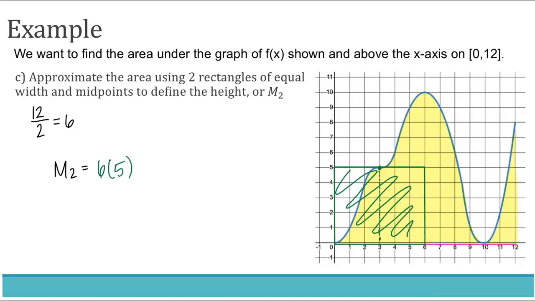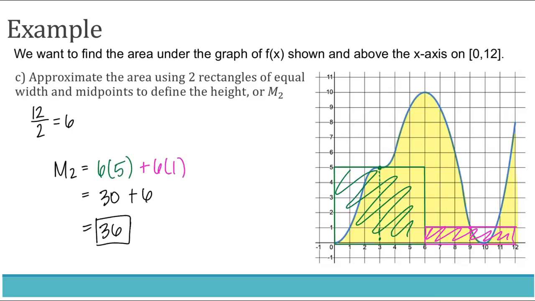So 6 times 5. And for my next rectangle, between 6 and 12, the halfway point is 9. So at the x value 9, I'm going to go up and find the function to find the height over that interval, and that's at the y value 1. So my next rectangle has a base of 6 and a height of 1. So I'm going to say plus 6 times 1. And we'll just multiply these out. 6 times 5 is 30. 6 times 1 is 6. So an approximation is 36.